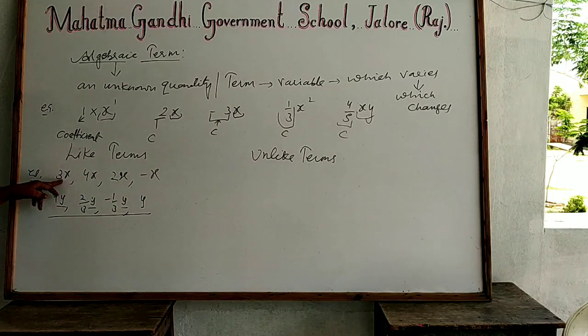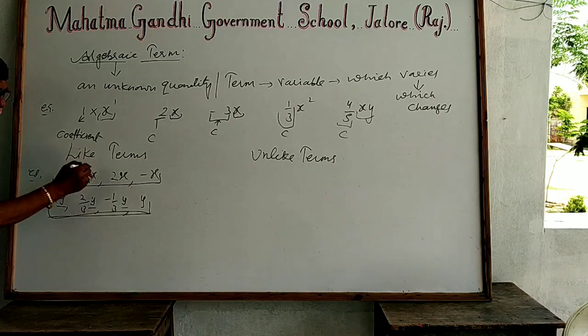So the variable in this group is x. It is the same, so all of these are like terms. The variable of all of these terms is commonly y. So the variable is y, and all of these are like terms.